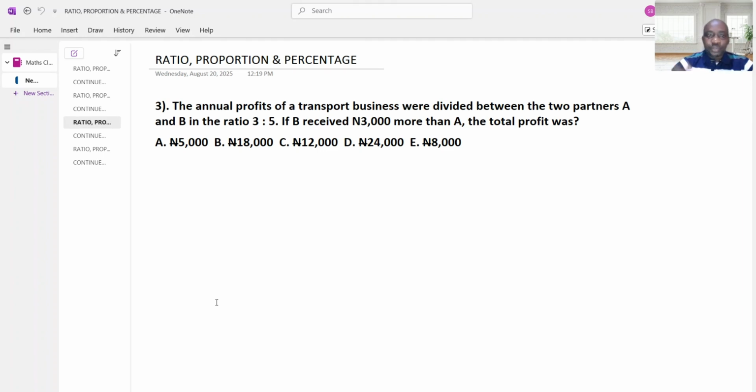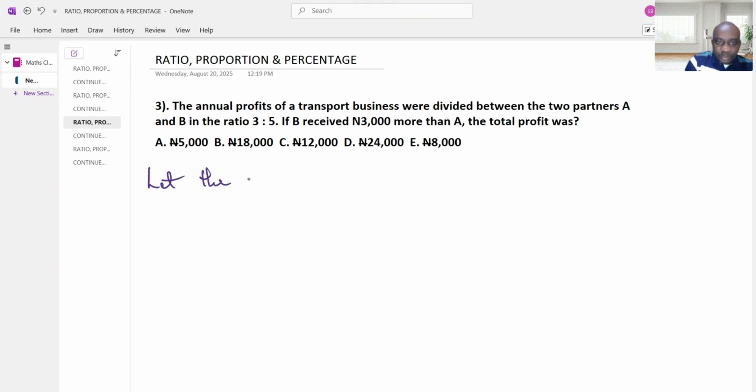Now, this question is given to us. Let's calculate what A gets and what B gets. The total of the profit they share, we don't know. That's what the question is asking us. Now, let's assume that the total of the profit we are looking for is X.